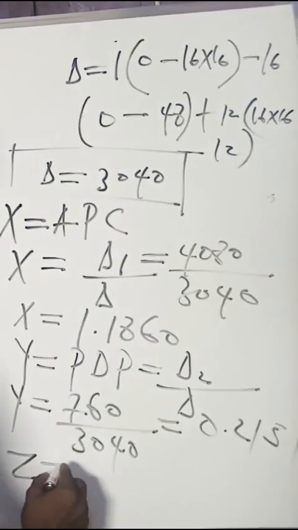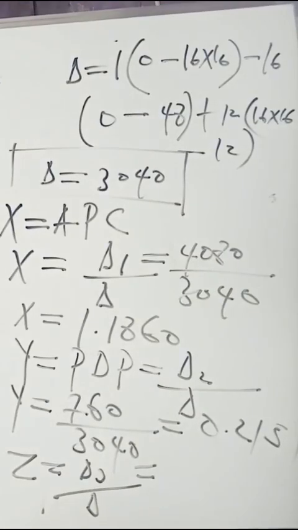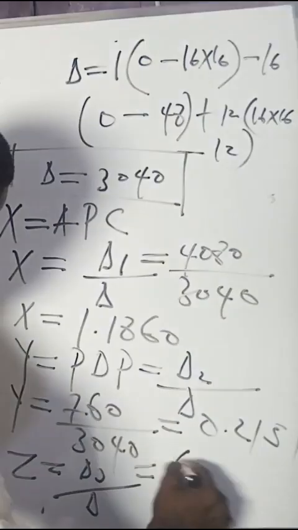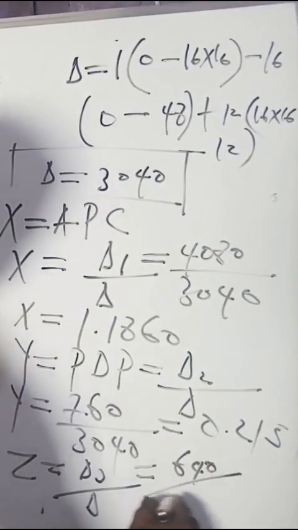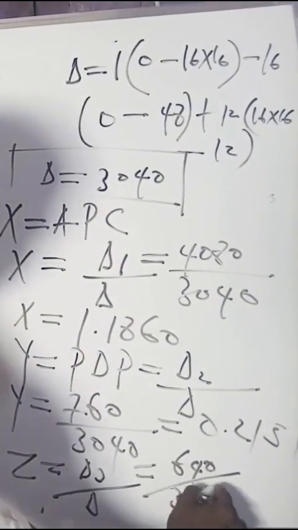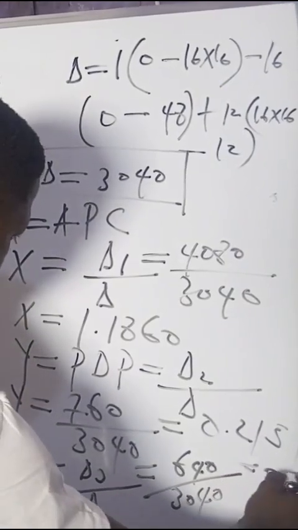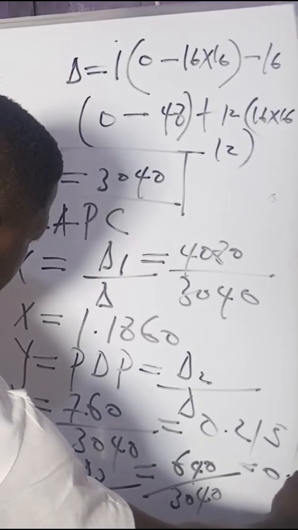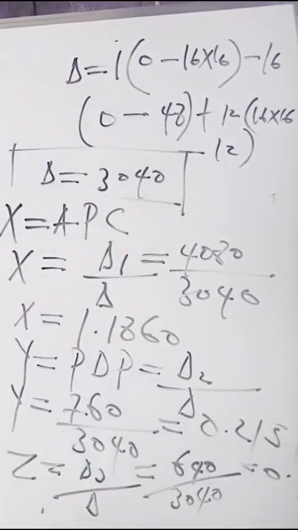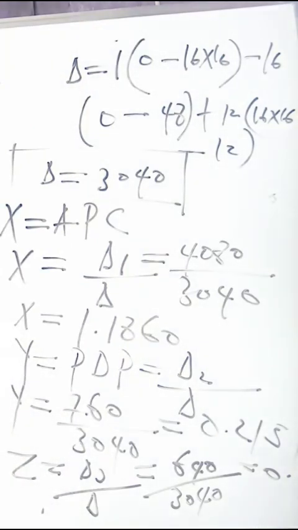The next one that is left is for the Labour Party, z. That becomes delta 3 all over the determinant. Delta 3 is 640 all over the total, which is 3040, and that will give us 0.1977. In case you couldn't see it clearly, let me put it at the bottom here.